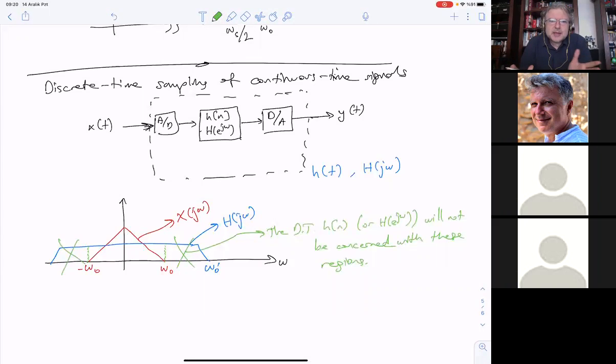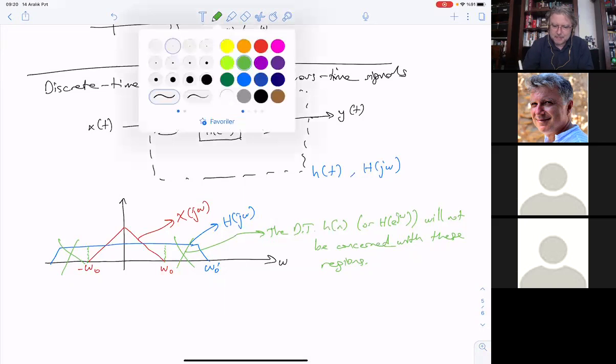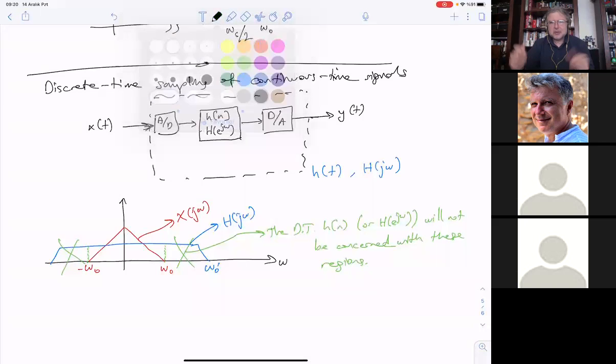So we can assume that actually those regions do not exist. Anything beyond omega 0, the band limit of the signal, does not exist. There's no signal there, so there's no system there. There's nothing to act on the signal. So no signal, therefore no system over there.